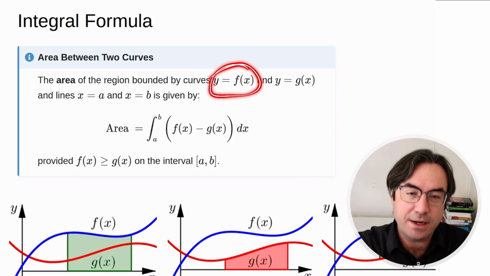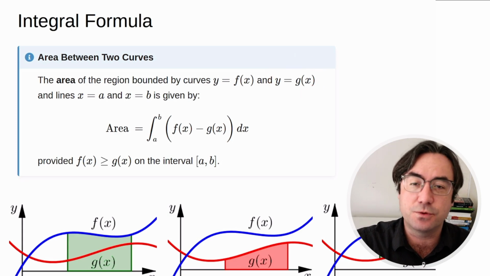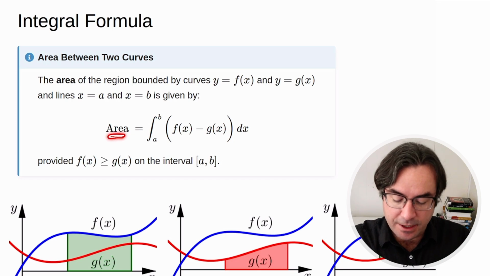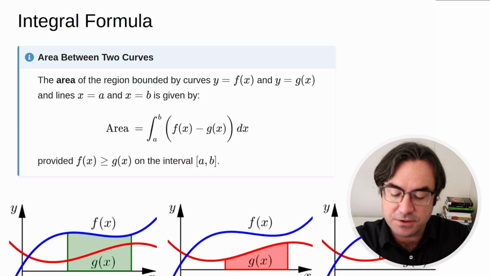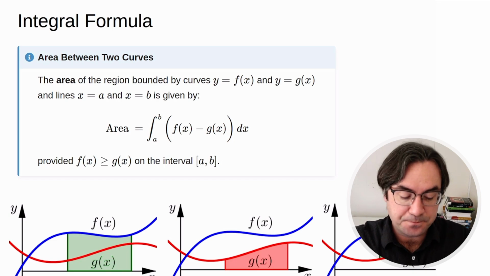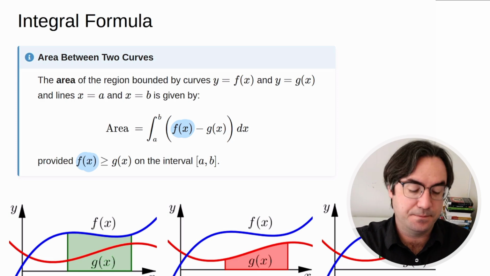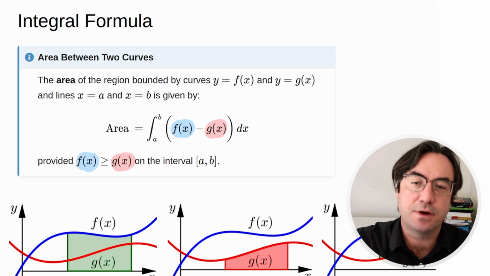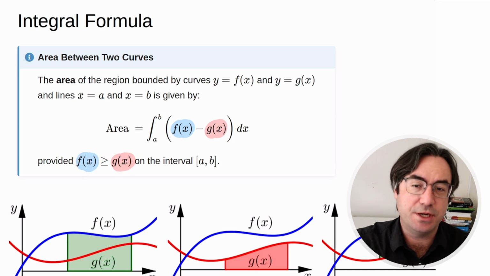So if we have two curves, y equals f of x and y equals g of x, and we want to figure out the area of the region bounded by those two curves, well, we're going to calculate a definite integral. So the area is going to be the integral from a to b of f of x minus g of x. And the key thing here about this formula is that the function we put first has to be the larger function. And then the function we put second has to be the smaller function. So f of x has to be greater than or equal to g of x.